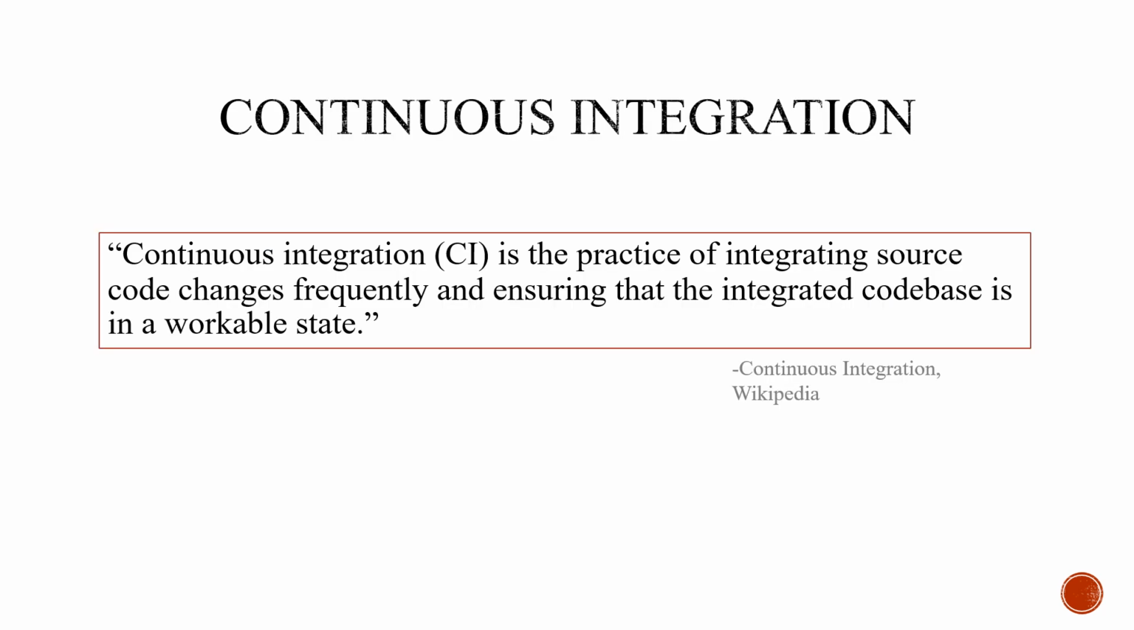In modern software engineering, continuous integration is the technique that is designed to continuously merge. Continuous integration is the practice of integrating source code changes frequently and ensuring that the integrated code base is in a workable state. Grady Booch first proposed continuous integration. Kent Beck then picked it up and extended it using extreme programming.